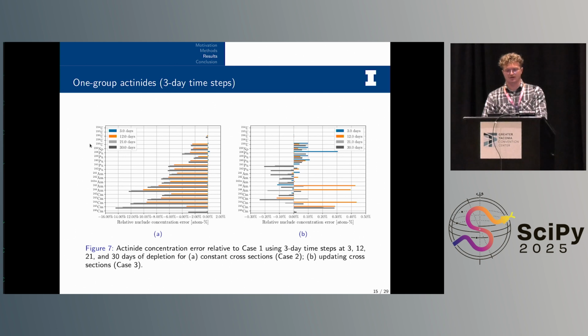I do want to mention we are looking at actinides here. Actinides are interesting because they are the elements, uranium and everything around uranium. These are what drive nuclear chain reactions. So that's why we care about these.